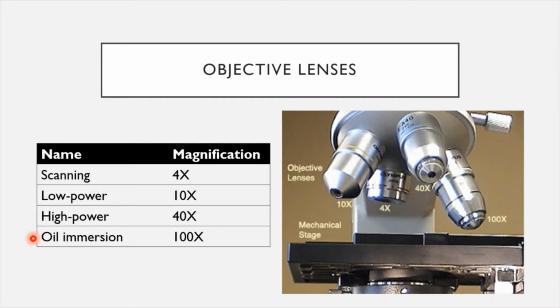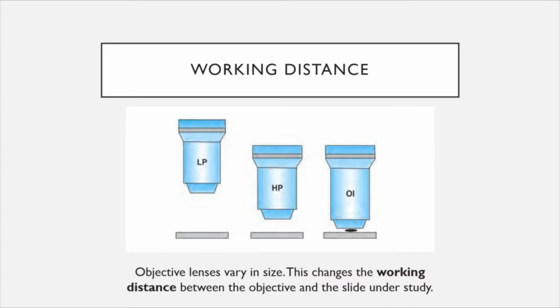The oil immersion lens requires a bit more explanation as to why it is called the oil immersion lens. The immersion oil lens is used in conjunction with a special substance called immersion oil. And the reason why this is the case has to do with a combination of something called the working distance and refractive index.